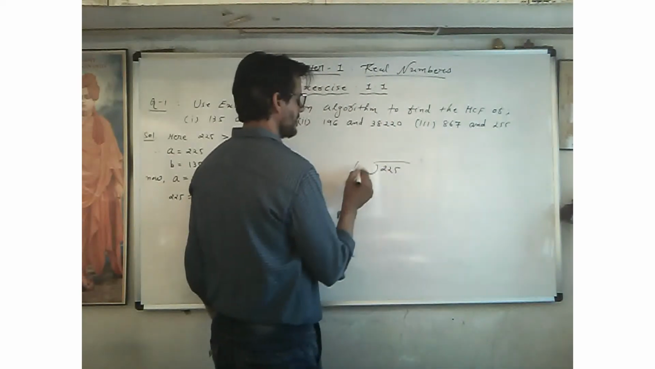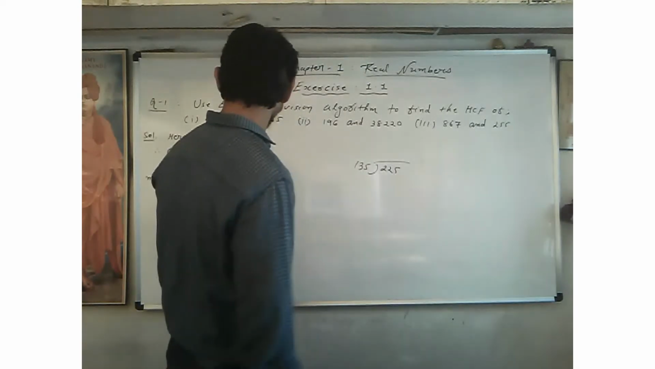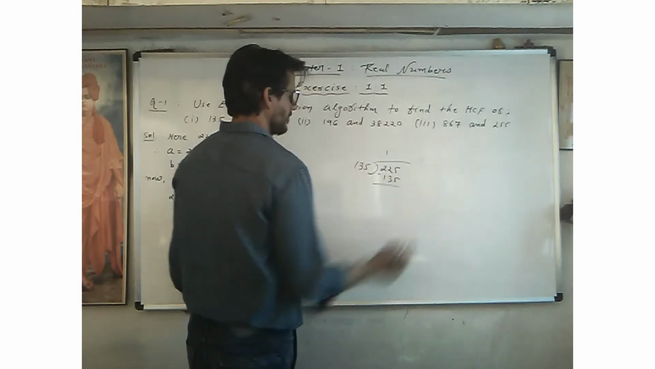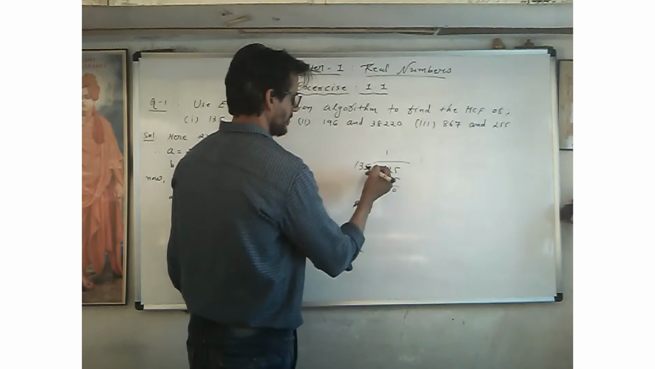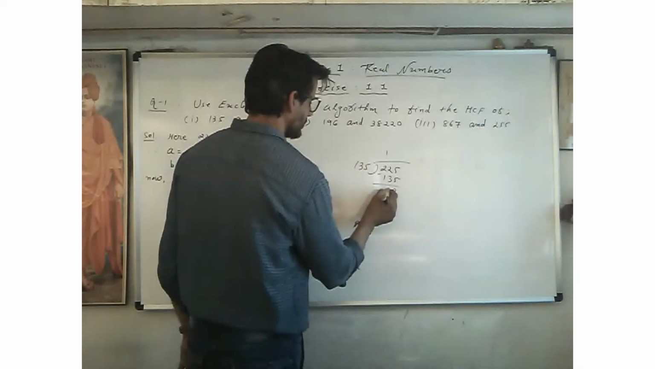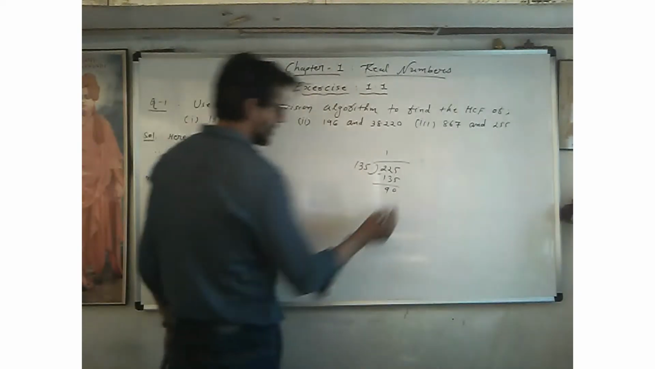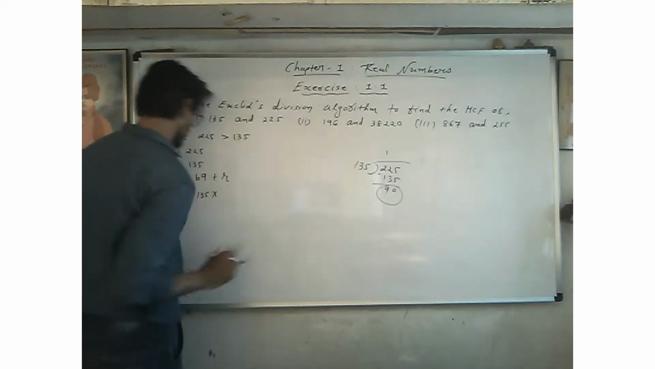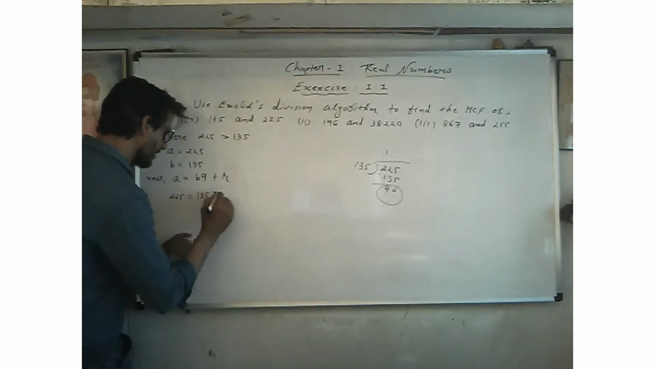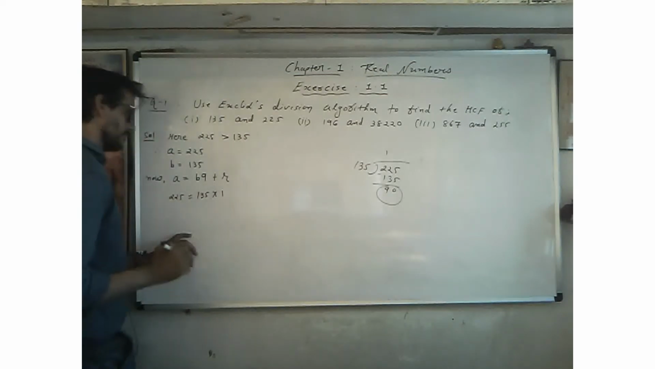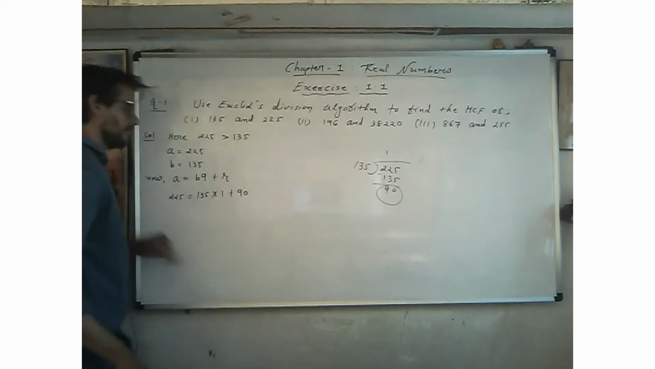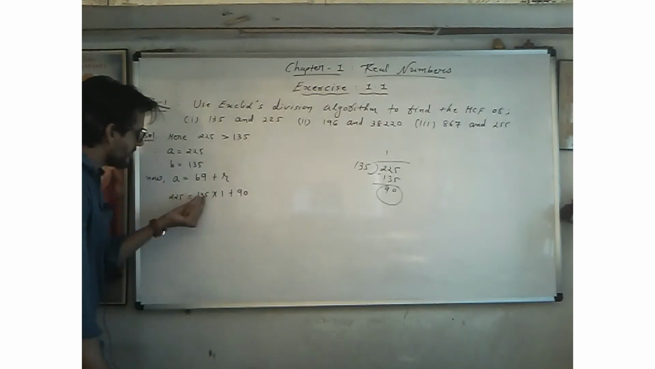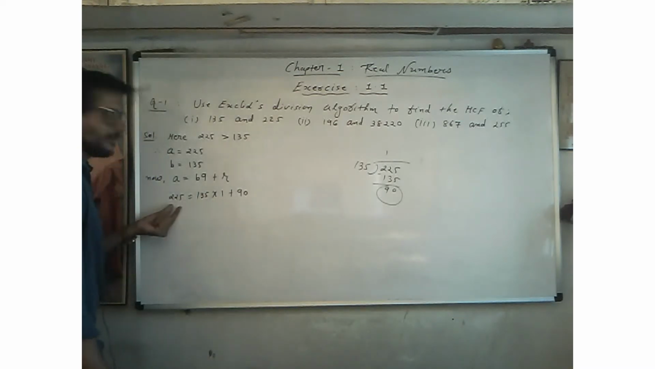225 divided by 135. 135 1 is 135, 5 minus 5 is equal to 0, and 22 minus 13 is equal to 9. So the remainder is 90 and the result is 1. Okay, 135 plus 90. Okay, and now 90 will be the divisor of 135 and 135 will be put here in place of 225.